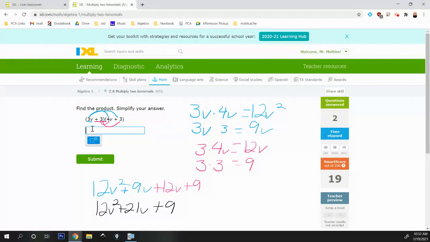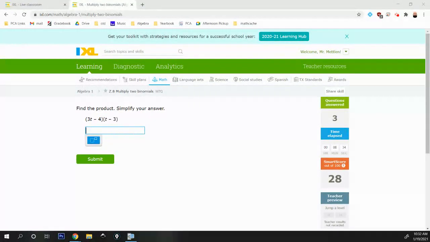Okay, come over here. We're going to put in 12v squared plus 21v plus 9. And that's it. Same thing every time. Just be careful of your negatives. So like when I go to distribute, it's going to be negative 4 times t and negative 4 times negative 3 when I do my second ones.